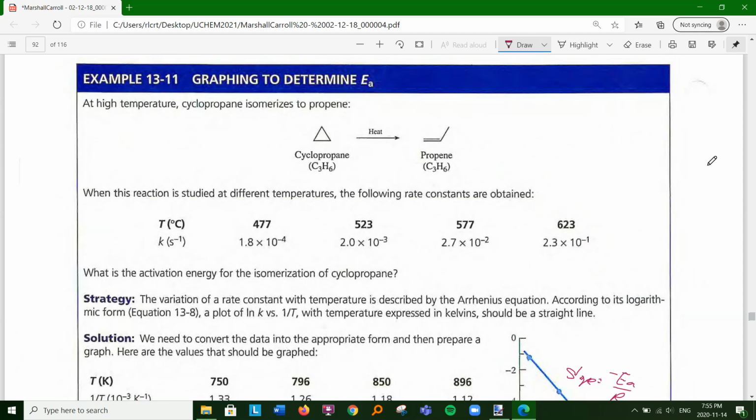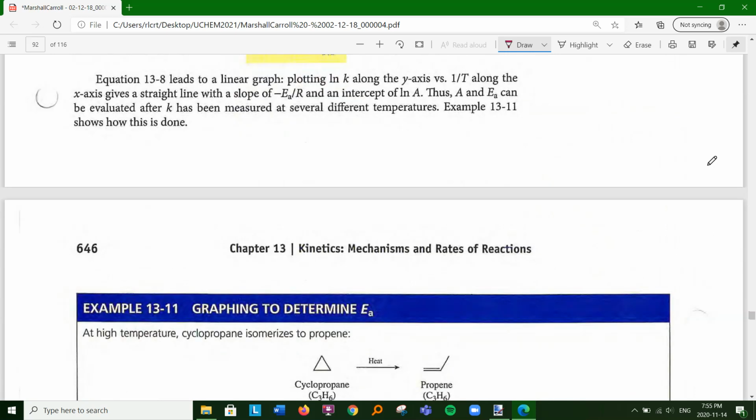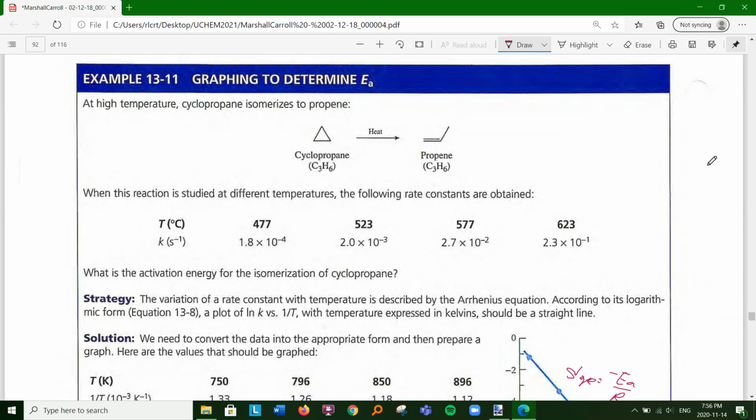So what was this question anyways? At high temperature cyclopropane, I did a paper on cyclopropane in 1987, 97, 2007, oh my gosh, 33 years ago. Oh my, okay, whatever, doesn't matter, get back to work.